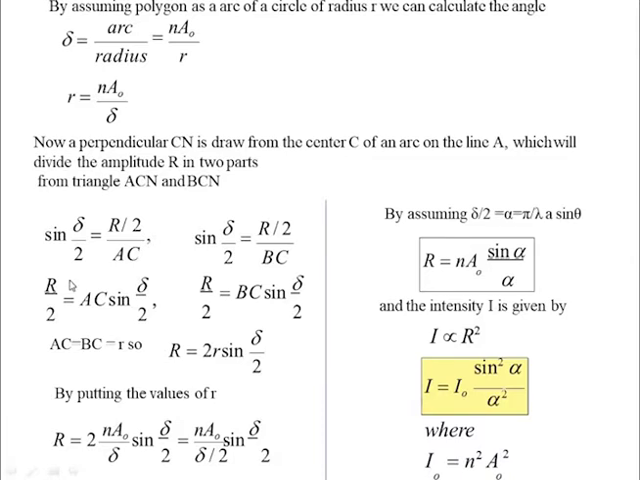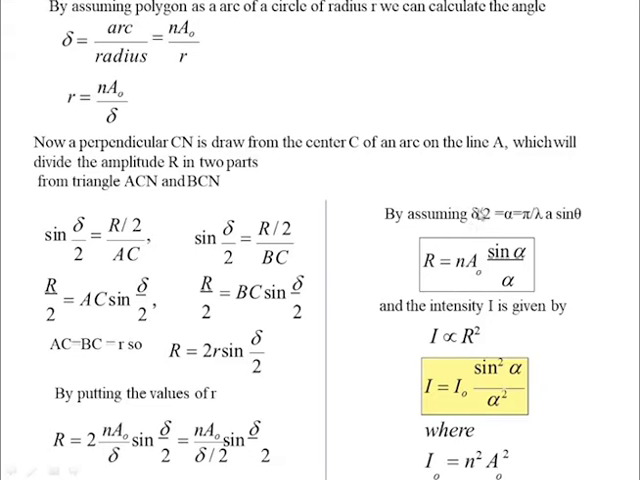Our intention is to find the intensity. For that, we need the amplitude, and now we are going to get the amplitude. I have told that capital R is the amplitude. So R by 2 is equal to AC sine delta by 2, and we have AC equal to BC equal to small r. From that I can get R is equal to 2r sine delta by 2. Putting the value of small r, that is n A0 by delta, and substituting it here, you will get n A0 by delta by 2, into sine delta by 2.